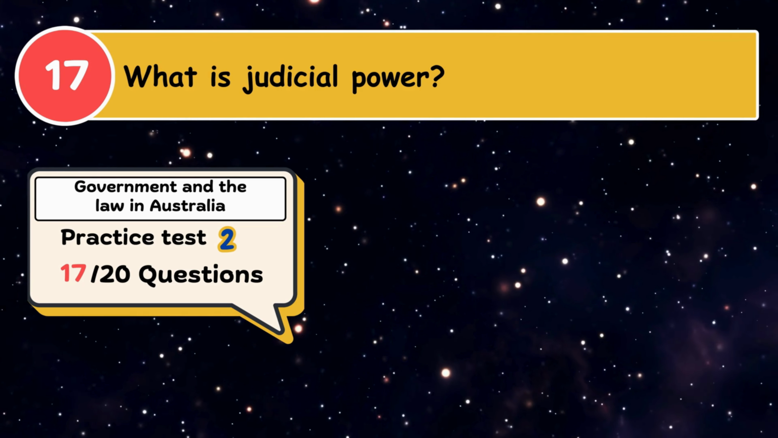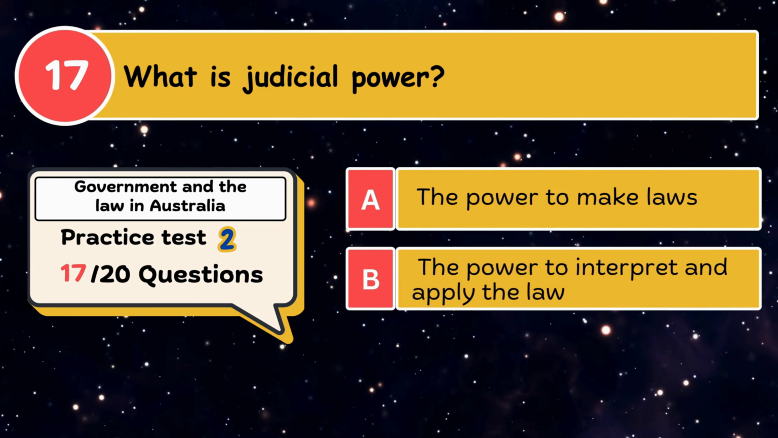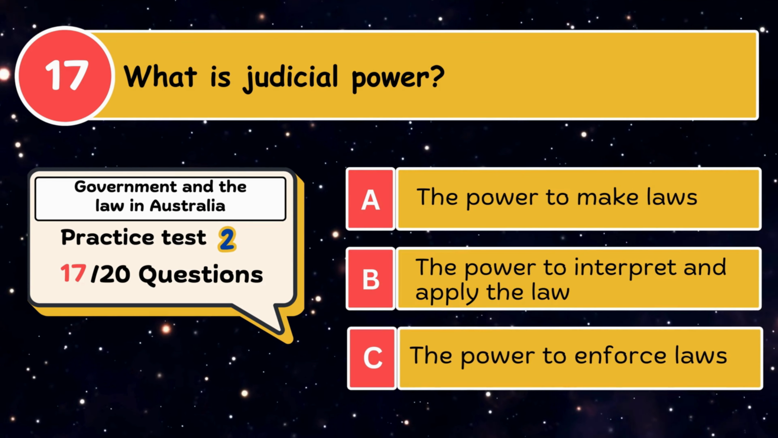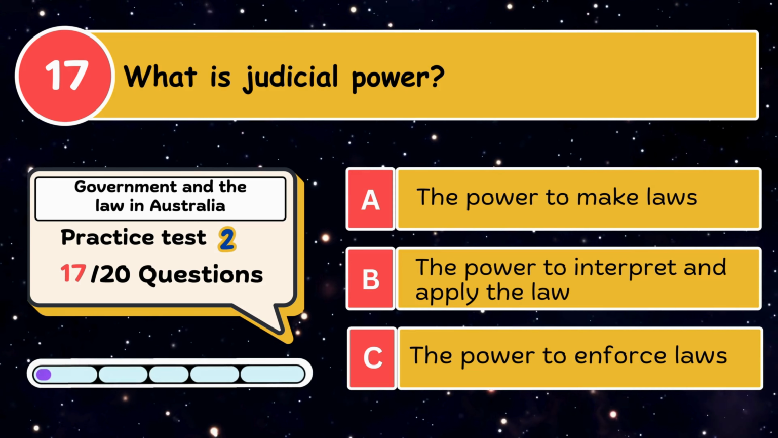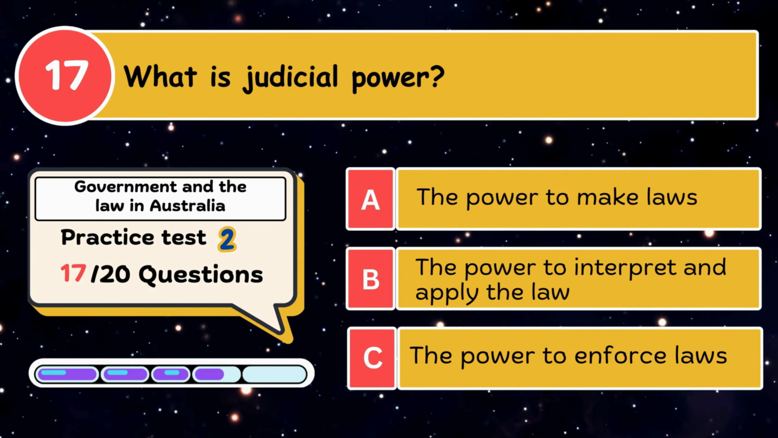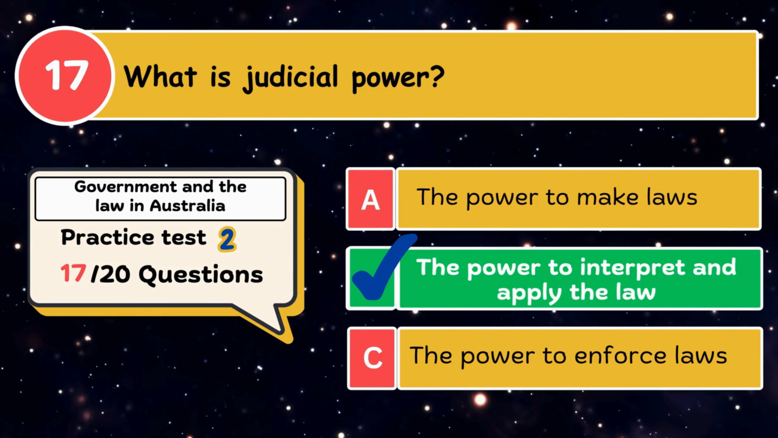What is judicial power? A, the power to make laws. B, the power to interpret and apply the law. C, the power to enforce laws. The correct answer is the power to interpret and apply the law.